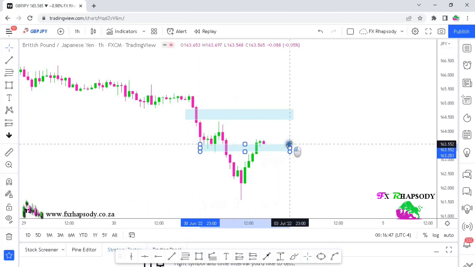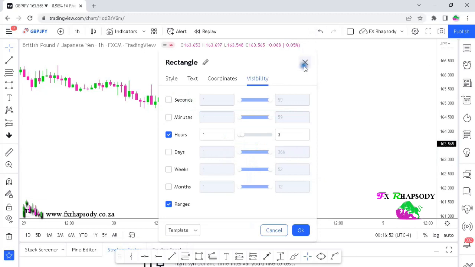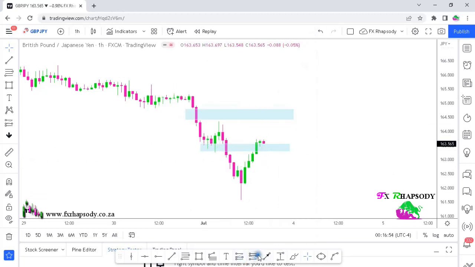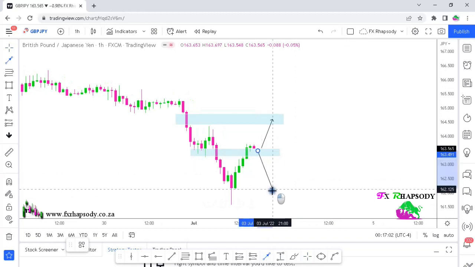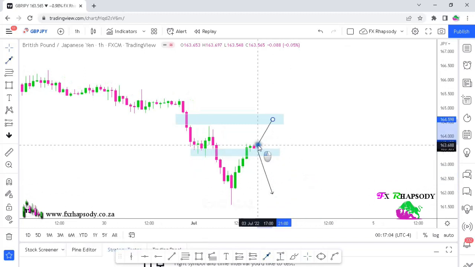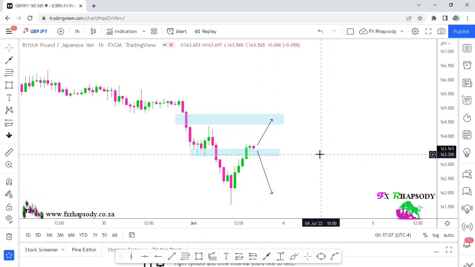So if price respects this area in the market, then price might just go and tap into that, and let's see what happens. There's also the possibility, obviously, that price starts moving down again. Okay, so don't just predict the markets, react to it.